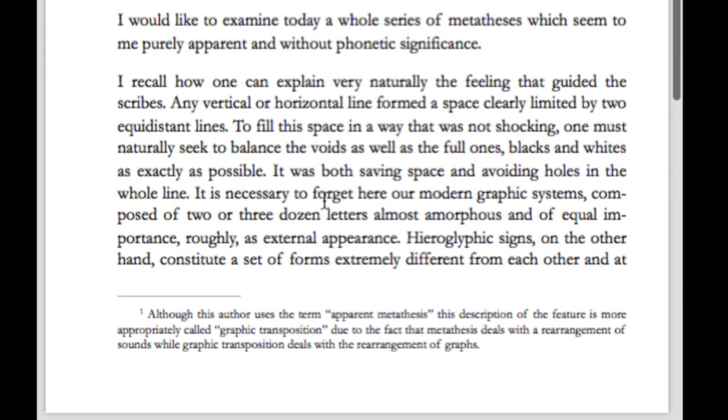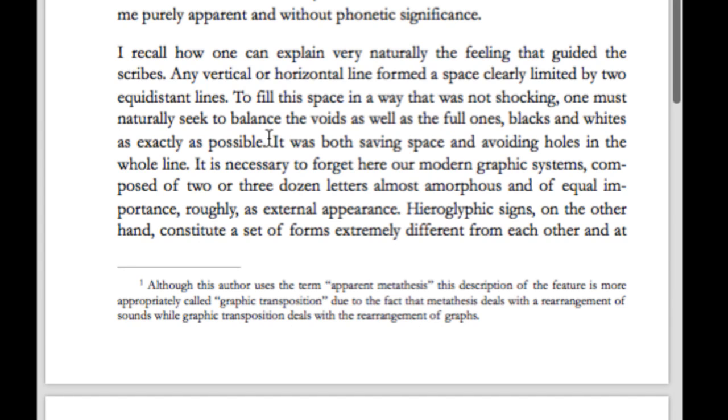So then it goes on. He goes on to say, I recall how one can explain very naturally the feeling that guided the scribes. Any vertical or horizontal line formed a space clearly limited by two equidistant lines. To fill this space in a way that was not shocking, one must naturally seek to balance the voids as well as the full ones, blacks and whites, as exactly as possible.